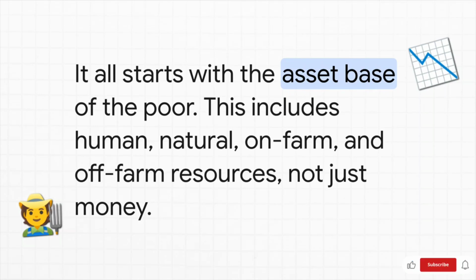Well, it all kicks off with the asset base of the rural poor. And look, we're not just talking about money here. This includes human resources, things like health and education. It includes natural resources, the soil, the water, and yeah, of course, financial resources too.